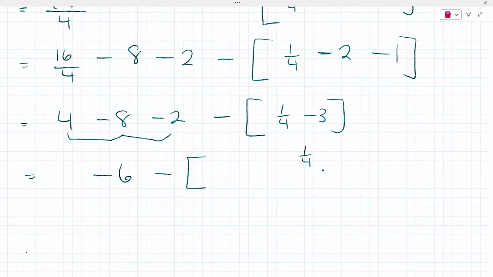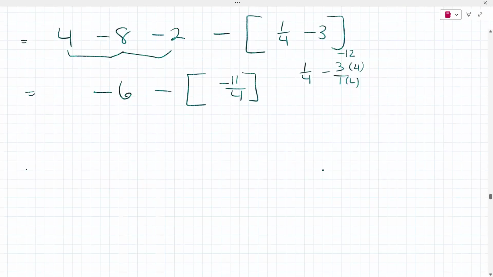You know how to do that. LCD is 4, so multiply this 3 by 4. 3 times 4 is negative 12. 1 minus 12 is negative 11 over 4. And then over here, two negatives become a positive, so that's positive 11 over 4. And then you have a minus 6. And then you know how to add fractions, so this has a denominator of 1. What is the LCD of 1 and 4? It is 4, so multiply the top and bottom by 4. That's negative 24. And then negative 24 plus 11 is negative 13.